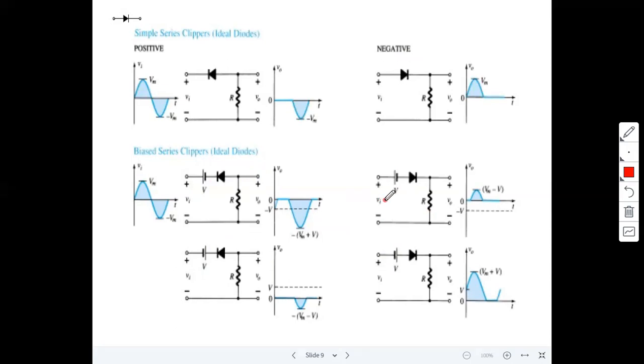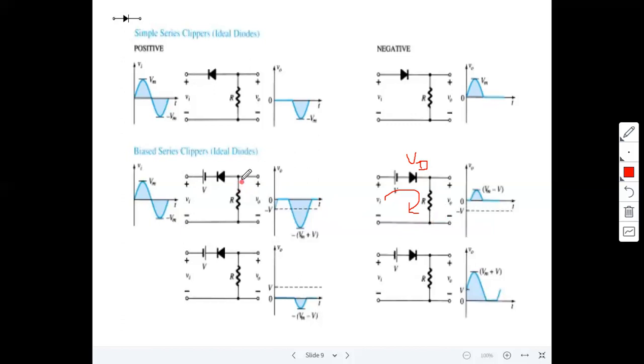Suppose you are confused. Simply apply KVL to this loop by considering the voltage levels, a typical given value. If the voltage across the diode is VD, and VD is positive, the diode is in forward bias. Then calculate the current flowing through the circuit and find V naught. V naught is equal to I into R. Suppose the diode voltage is negative, the diode is in reverse bias, and the output is equal to 0.